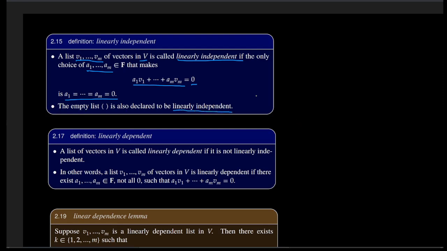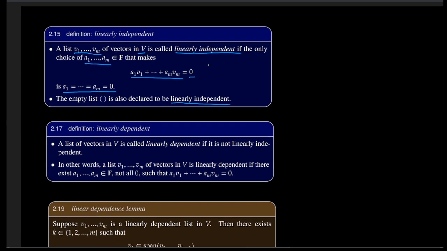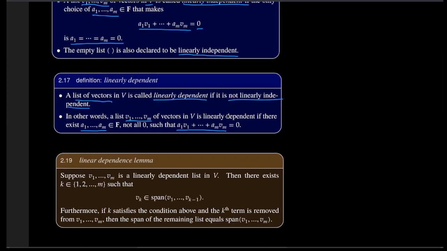statements of theorems. So, naturally, if we've got a notion of linear independence, we will have a notion of linear dependence. That's when something is not linearly independent. So we'll say that a list of vectors is linearly dependent if it's not linearly independent. That is, a list of vectors is linearly dependent if there are field elements, not all zero, such that you can add together those vectors scaled by those field elements and get zero.